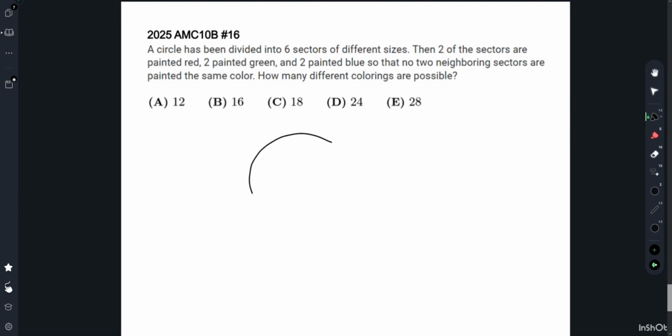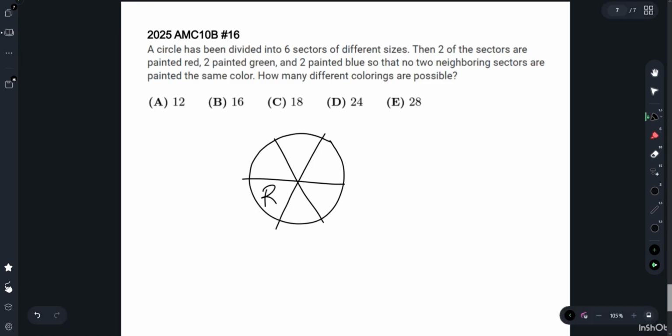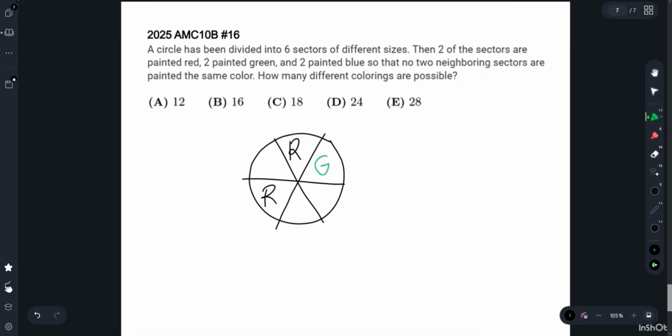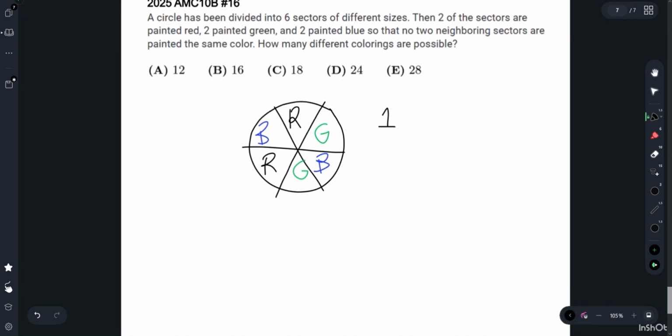Alright, so let's draw a graph with 6 sectors. Without loss of generality, let's set this to be R. Now let's do casework on where R can be. Case 1, R is in this top left one right here. Then we must have greens here and blues here, and we will handle colors later. There's only one way to do this, because any other way would let the greens touch.